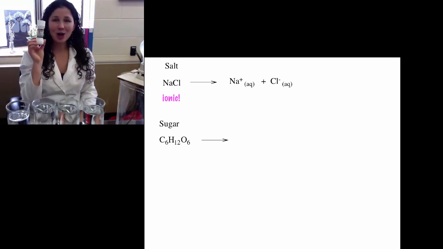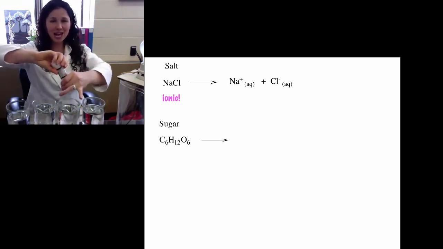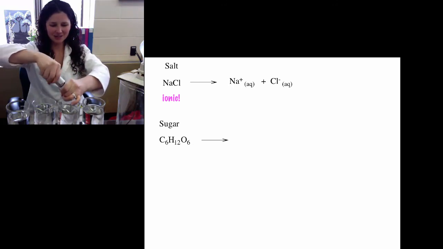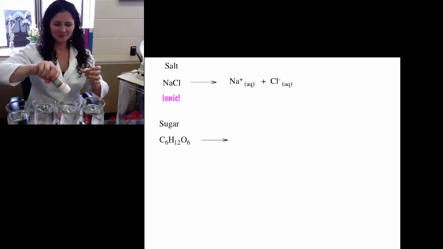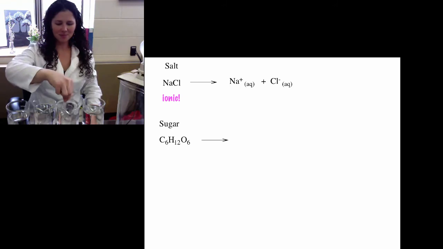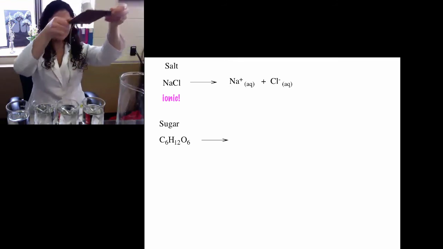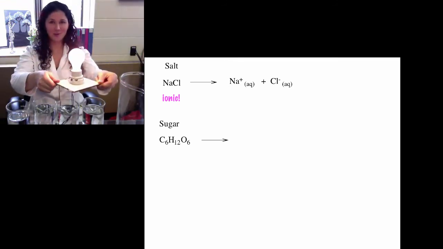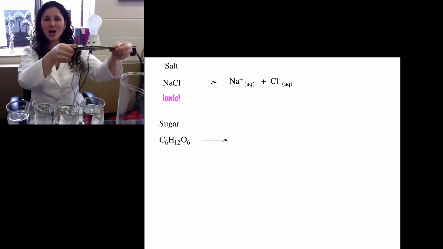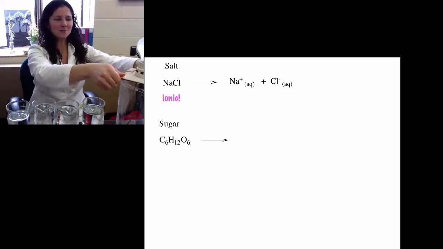Let's try adding salt to this solution. I'm just going to add a little bit, and I'll stir it up. And let's see what happens. Wow, that's really bright. So this solution now is conducting electricity because it has ions in it, and electrons can flow from one ion to another because the electrons are not caught up in covalent bonds.